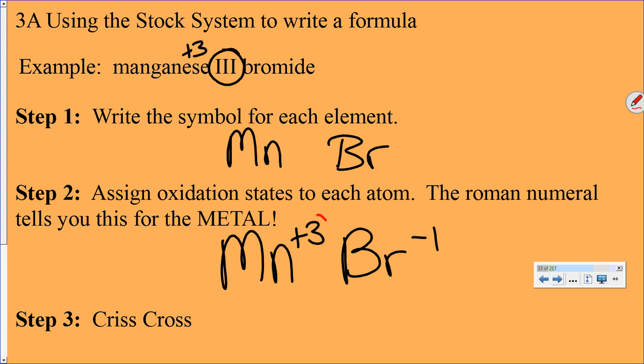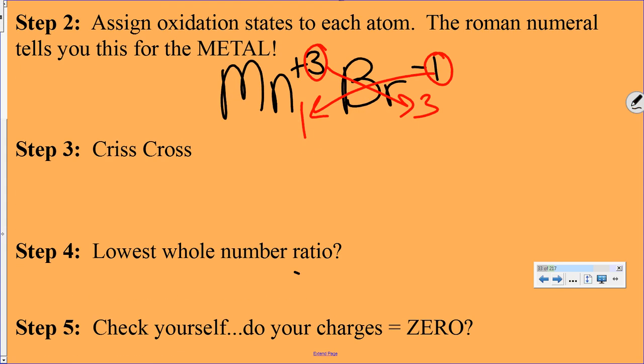And then we just do what we did before. Boom. Boom. And when we do that, it gives us MnBr3.